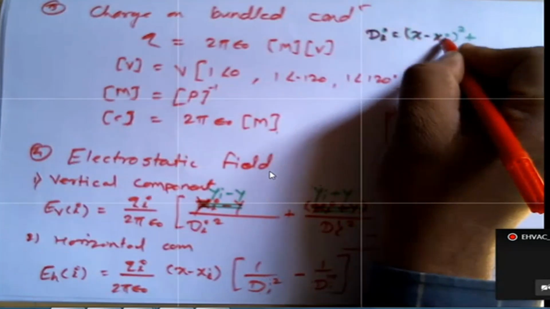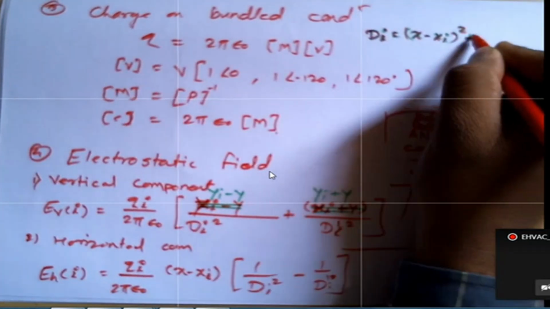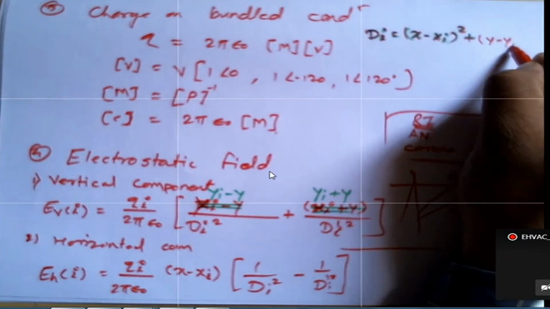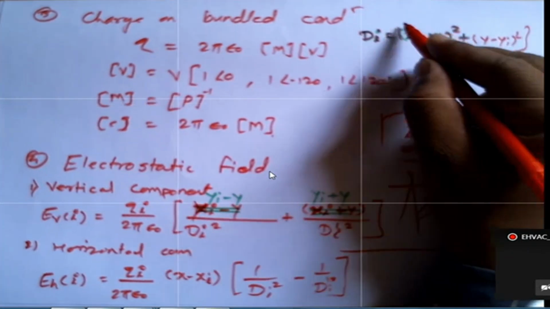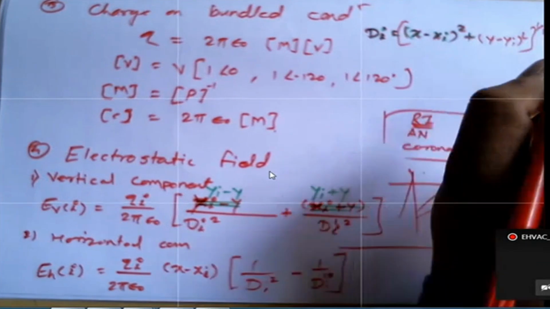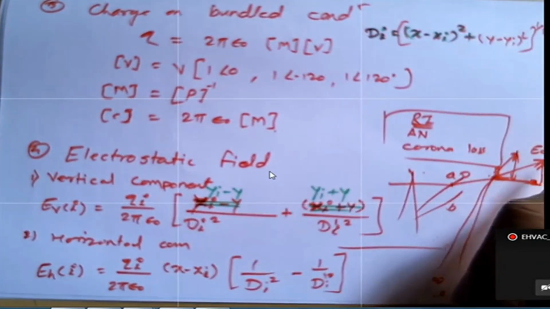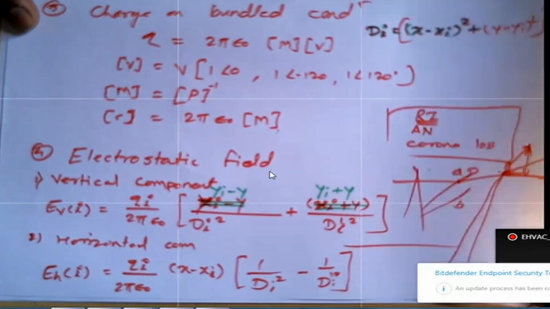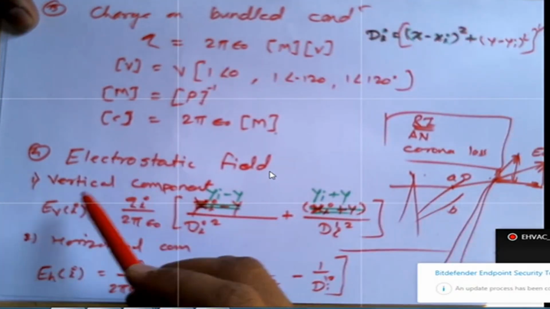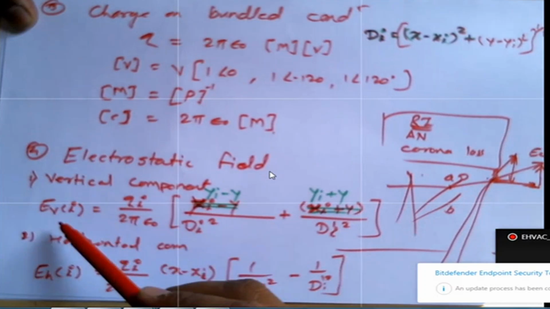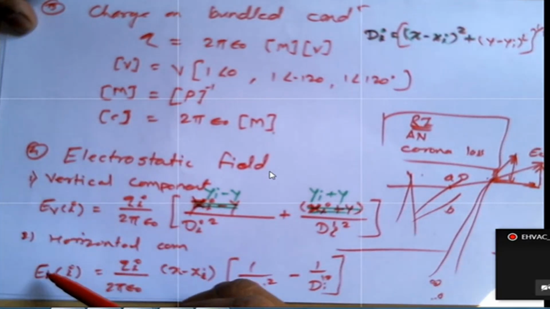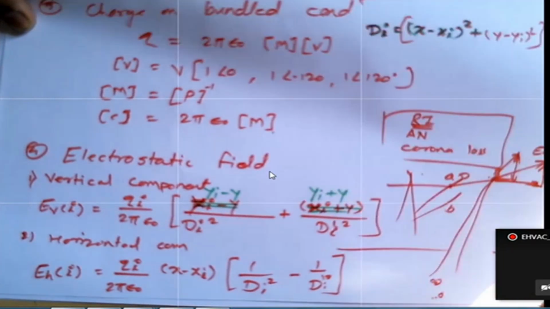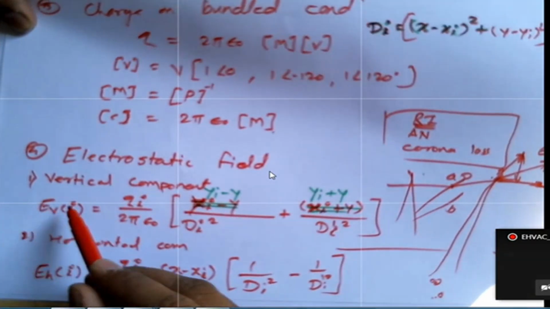X minus xi whole square plus y minus yi whole square, square root of the answer. Now, the total electrostatic field: we have calculated the horizontal and vertical component. Then the total electrostatic field, this is just one component. Likewise, there are a number of components.